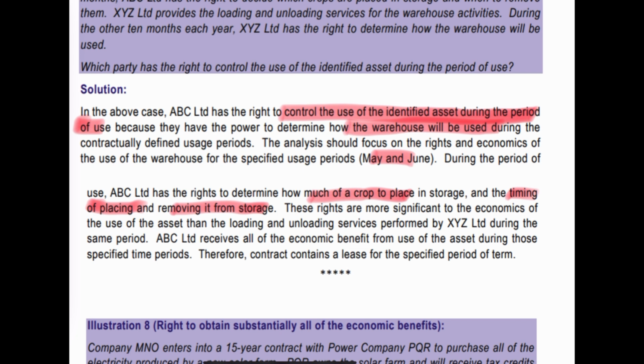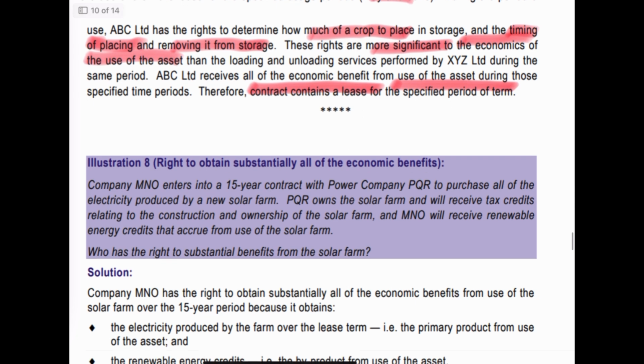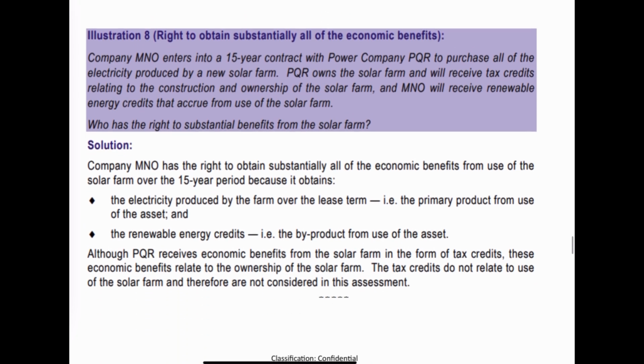These rights are more significant to the economics of the use of the asset than the loading and unloading services being performed by XYZ. Therefore, the contract contains a lease for the specified period of term. Okay, we'll go through one more example.